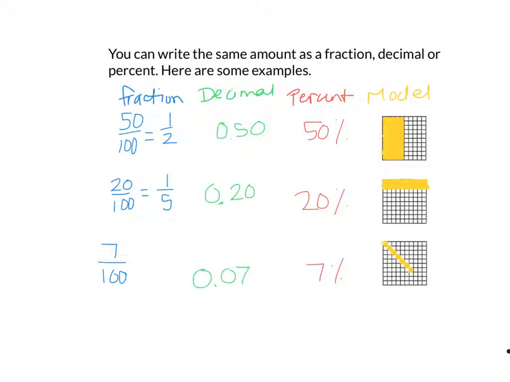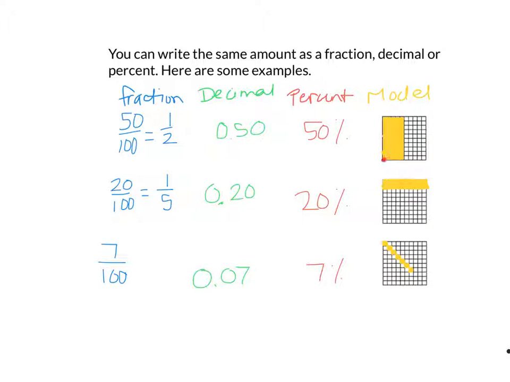So first of all, it's really important to know this. You can write the same amount as a fraction, a decimal, or a percent. Just like when we did ratios, there's 3 ways to write a ratio. There's 3 ways to write the same amount. So here's an example or two. So look at the model first.